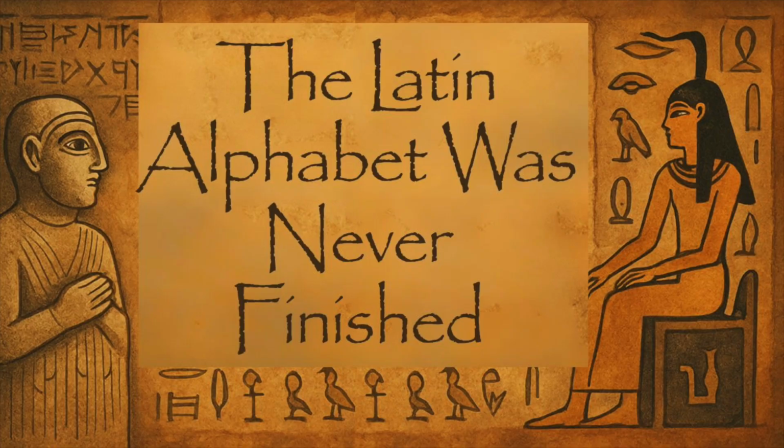The Latin alphabet was never finished. The Romans didn't originally use spaces or lowercase letters or punctuation. All of that was added over centuries by medieval scribes and printers and eventually some grammarians.